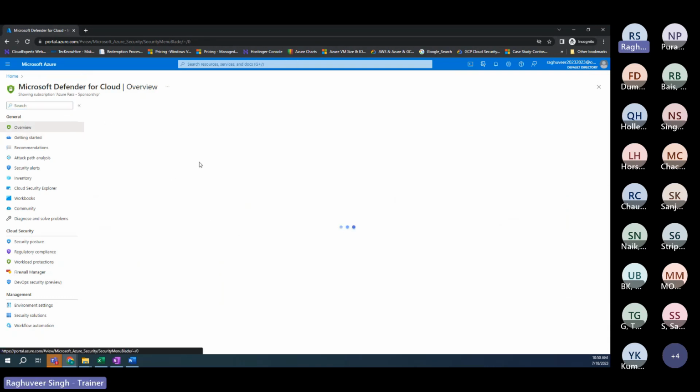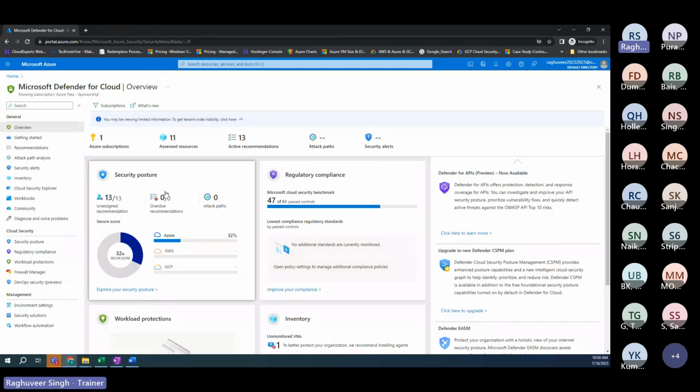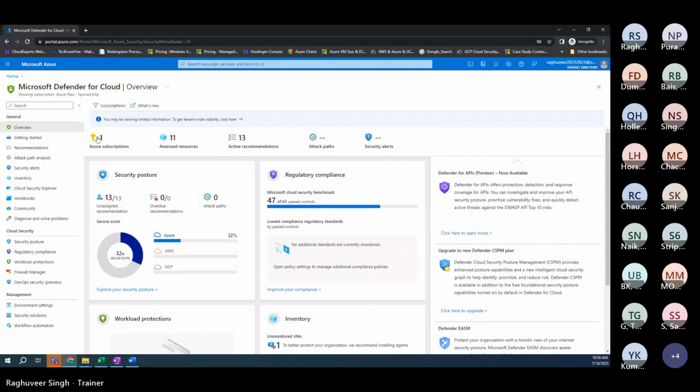After this has been upgraded to the standard plan, I will see my Defender window like this. I will see some widgets on the screen. I will see some boxes: security posture, regulatory compliance, workload protection, and inventory. And I will see some resources here. This is what you get after you upgrade.